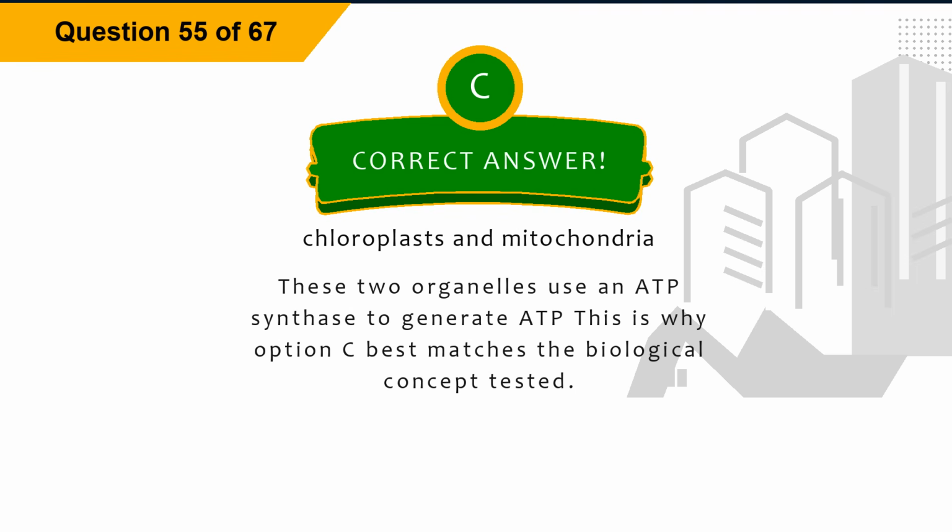The correct answer is option C, chloroplasts and mitochondria. Explanation: these two organelles use an ADP synthase to generate ADP. This is why option C best matches the biological concept tested.